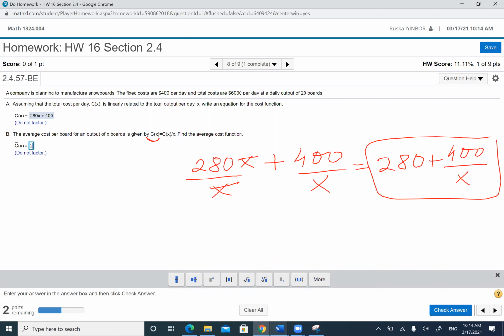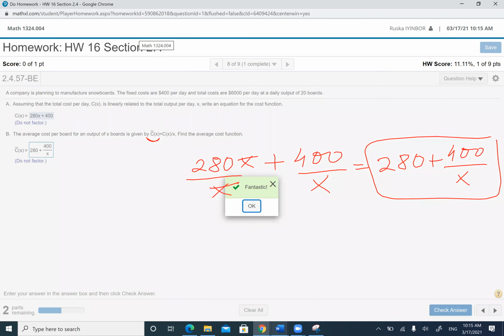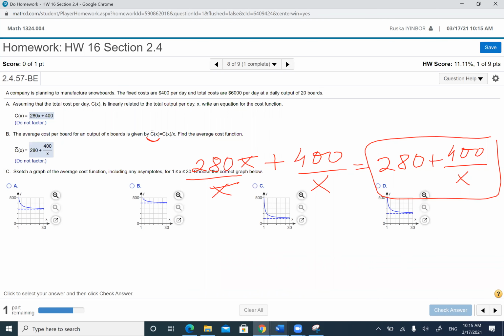And it's going to be 280 plus 400 over x, like that. Okay, so that's how you do the average cost function.